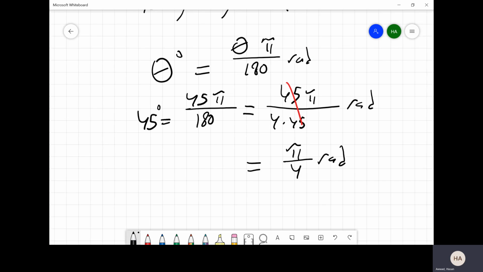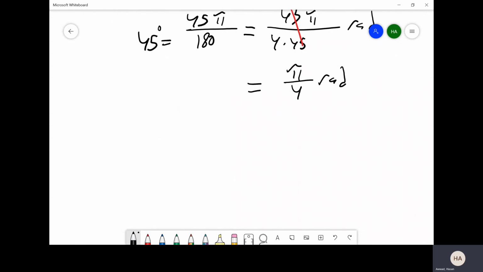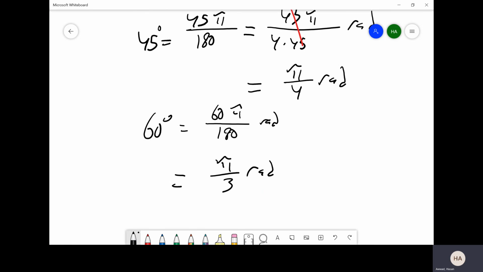Next up, we have to do the 60 degrees. So doing 60 degrees, this is going to be, again, 60 pi over 180 rad. Hopefully this one is not too bad. You guys could see it fairly immediately. 60 over 180, you first cancel out 10, so then you're just left with 6 over 18. And yeah, that's just going to leave you with pi over 3 radians.